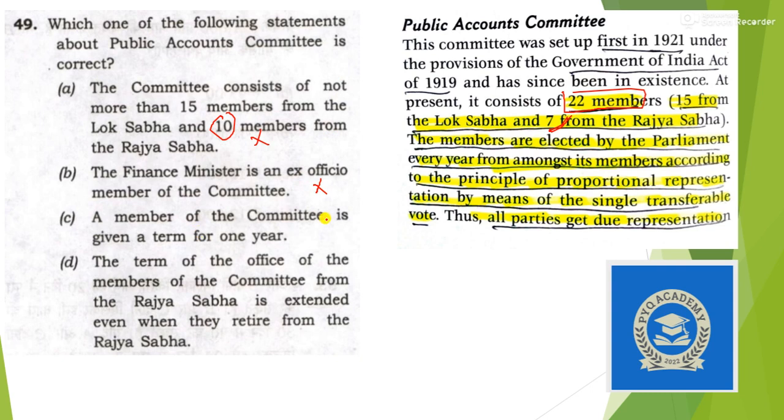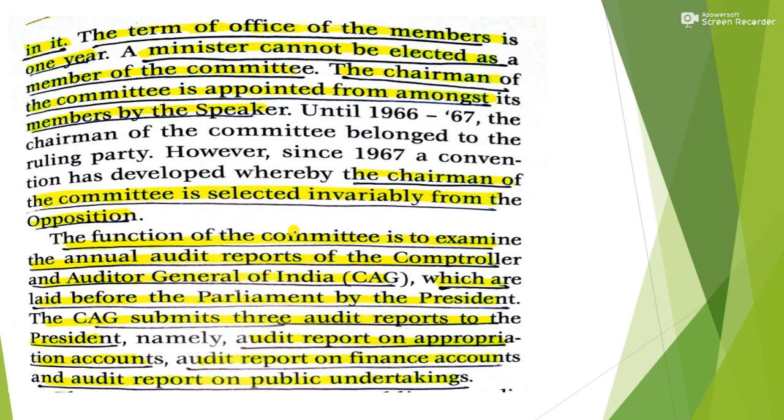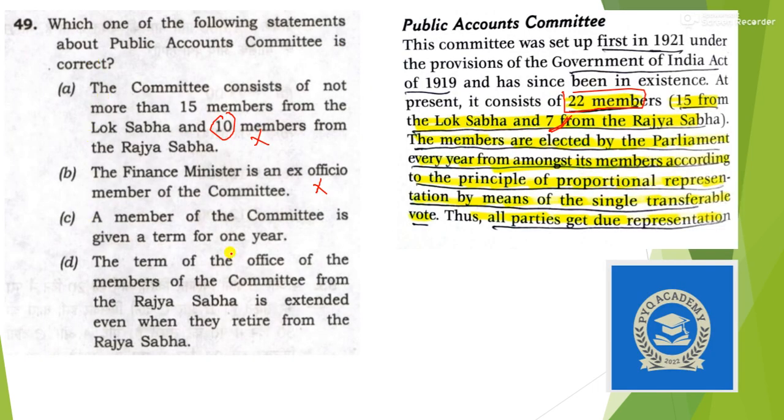A member of the committee is given a term of 1 year. Yes, this is true, the term of office of a member is 1 year. So this is the correct statement. And is the term of the member from Rajya Sabha extended even when they retire from the Rajya Sabha? No, when they retire they lose their membership and some other member will replace him or her. So in this question the correct answer is option C.